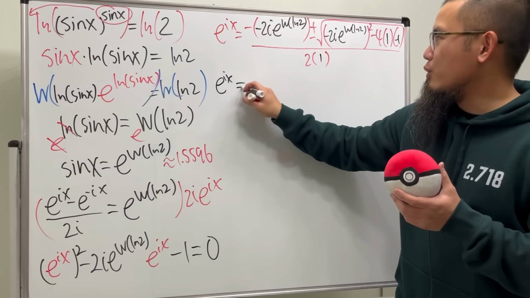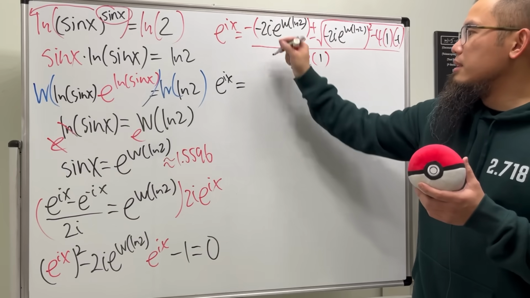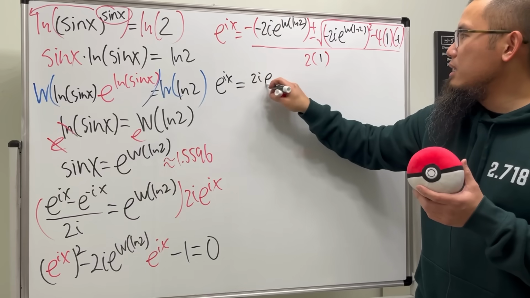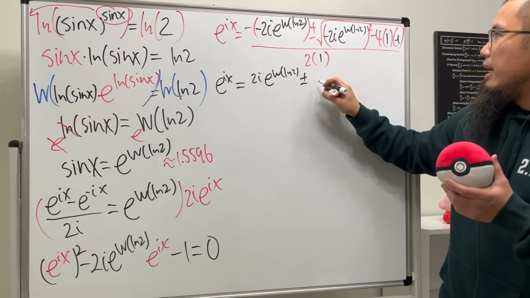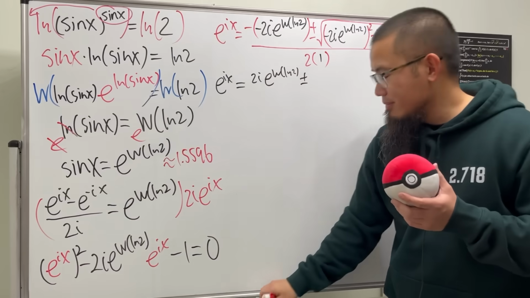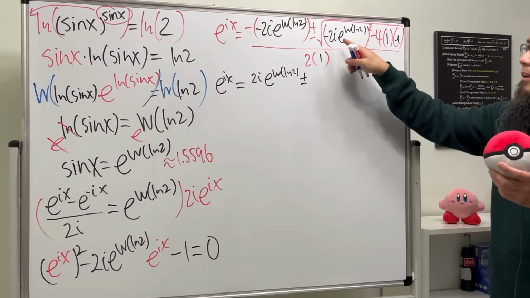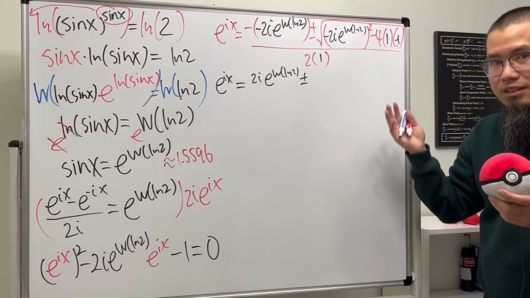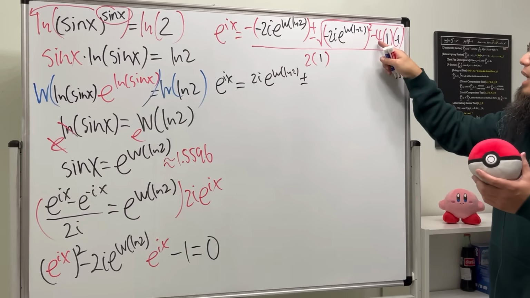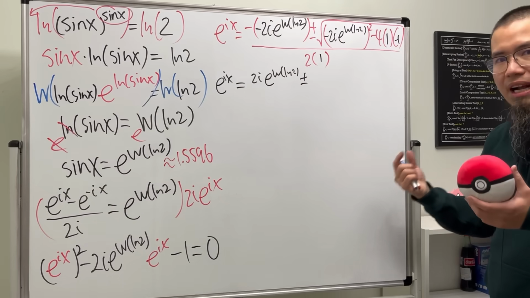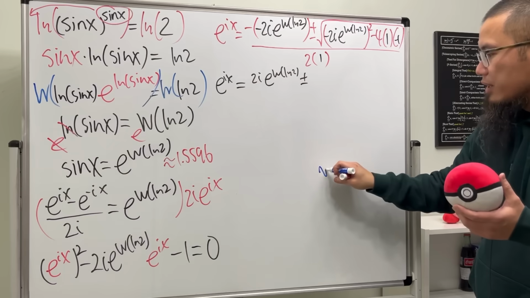And on the right hand side, of course, let's simplify this a little bit. This is positive 2i e to the W of ln2 plus or minus. And here, check this out. Negative square is positive, but we have an i square which is going to give us negative. So in fact, the coefficient here is negative 4. And here we also have a negative 4. So let's factor out negative 4. But that's inside of the square root.